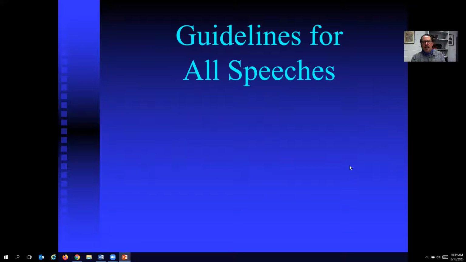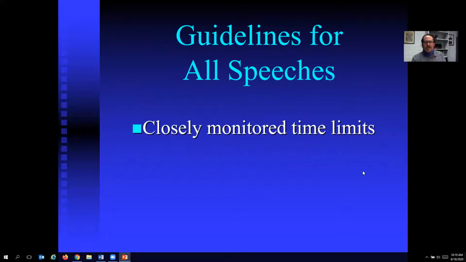Some general guidelines that basically apply to everything that we do in here. Closely monitor time limits. There is a time limit for each speech, 4 to 6 minutes for the introductory speech, 5 to 7 minutes for the informative speech, and 6 to 8 minutes for the persuasive speech. Not making time, going short or going long of that time limit does cost 1 letter grade on the speech. So no matter how good or how bad the speech may be, right off the top, you're going to lose a letter grade if it goes short or goes long.